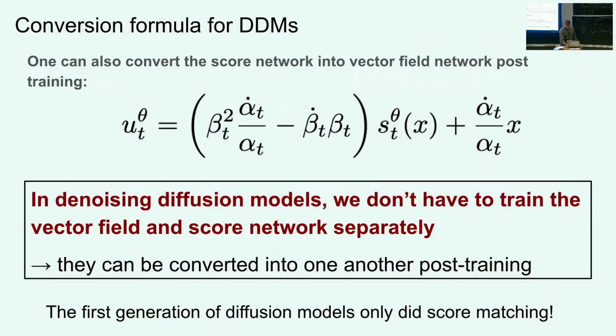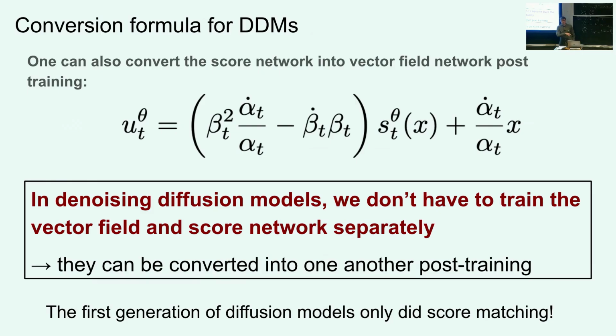What does this imply? It implies that we can convert, post-training, the marginal vector field into the score network and the other way around. And you're going to do this in lab. So we're going to do both flow matching and score matching, but you'll later realize they're actually the same for this specific case. Not in general, but for this specific simple case, they're the same. So in denoising diffusion models, which is this example, we don't have to train the vector field and the score network separately. They can be converted into one another post-training.